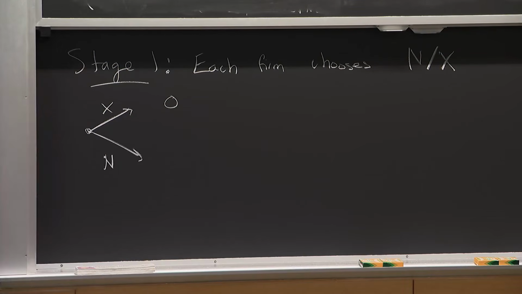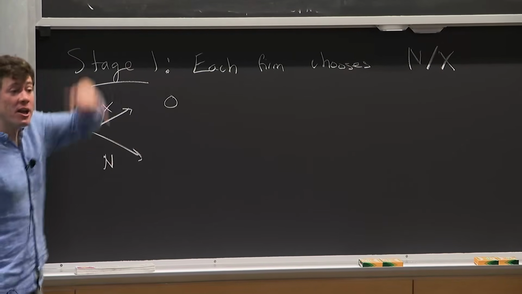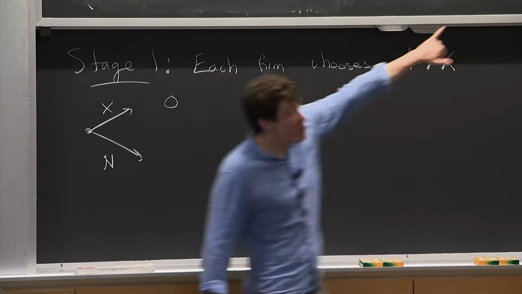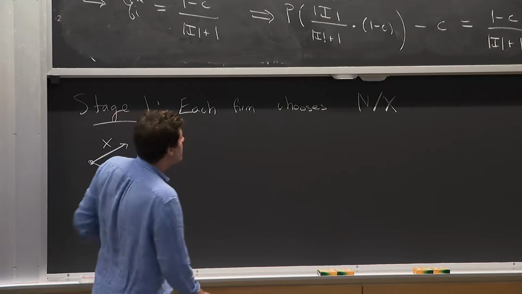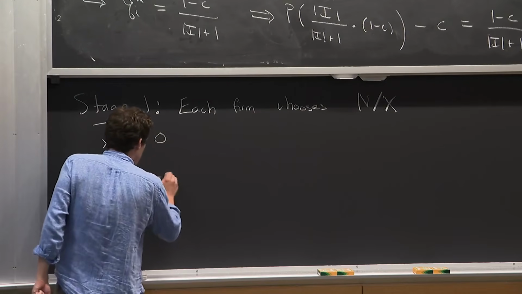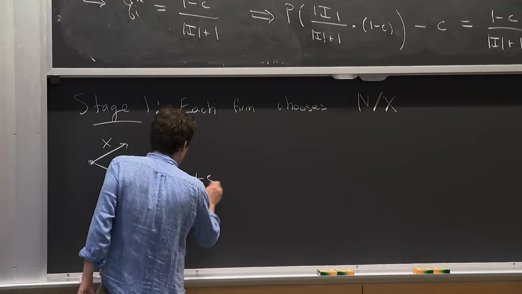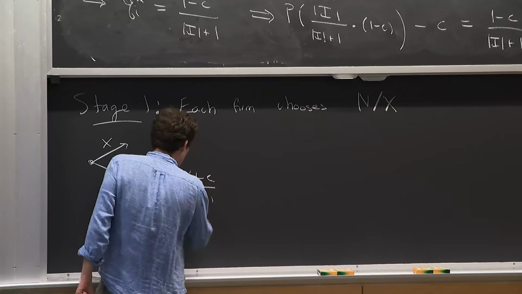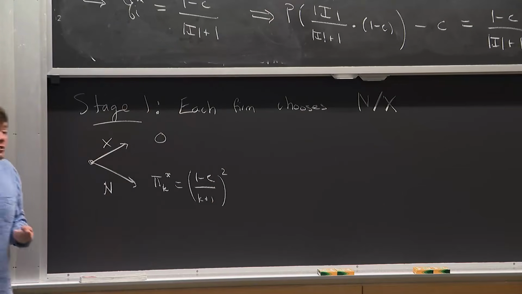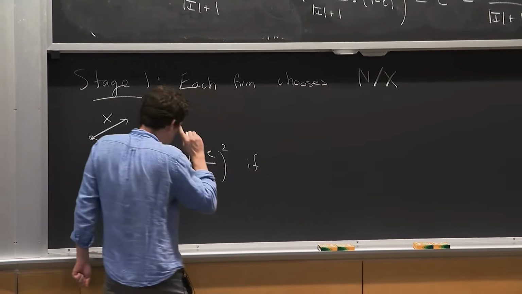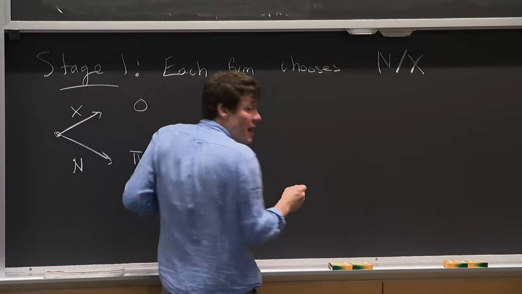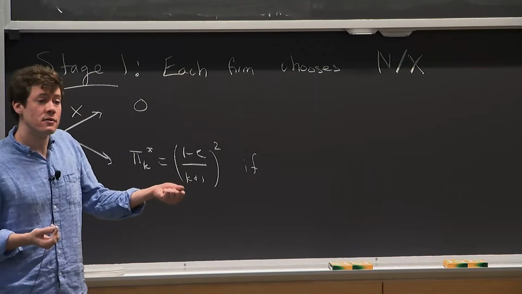If they enter, and then after entering, everyone plays a Nash equilibrium, what is their payoff going to be? Well, this is tricky, right? Because it depends on how many other firms enter. So we have a formula for their payoff, but it's going to depend on the total number of firms who enter. So it's going to be pi k star, which equals (1 minus c over k plus 1) squared, if the total number of firms who enter is k. Which means if k minus 1 other firms also enter, right?